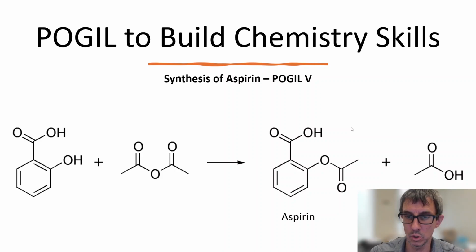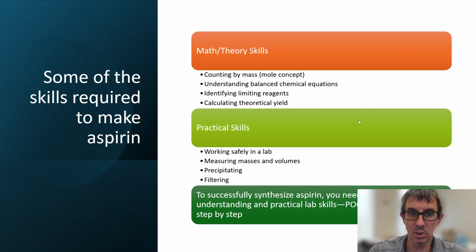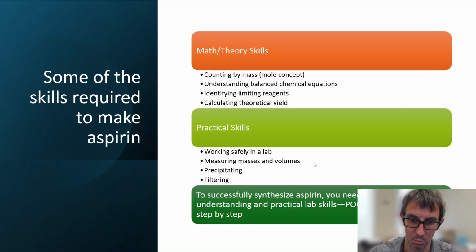And in order to synthesize aspirin, we have to have a lot of skills. Some of the skills include math and theory skills like counting by mass and what moles are, understanding balanced chemical equations, identifying limiting reagents, and calculating theoretical yields. But there's also practical skills like working safely in a lab, measuring masses in volume, precipitating, and filtering. And to be successful, we have to build up all of these skills. So we're going to spend 5 weeks working on these skills in teams.